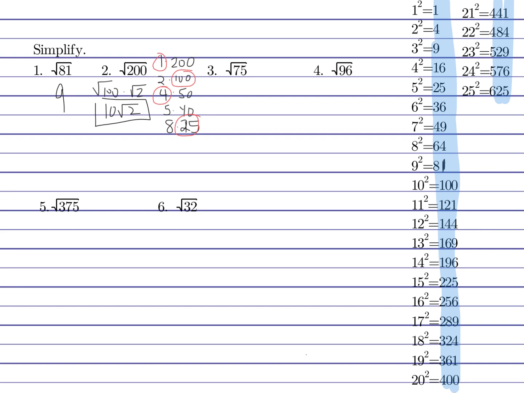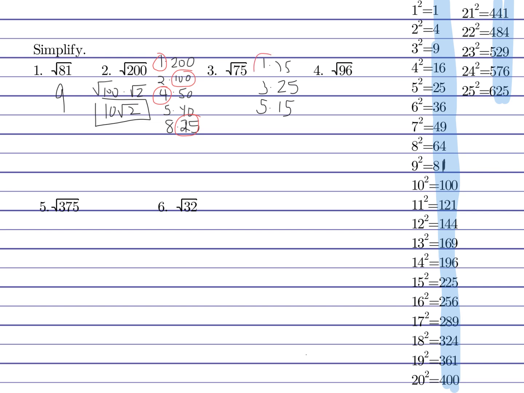75. The square root of 75. The number 75 is not in that list. It is between these two numbers. So I need to make a list of factors of 75. 1 times 75. 2 does not go into 75. 3 times 25. And I think 5 times 15, maybe? Pretty sure that's right. Yes. I think that's all the factors of 75.